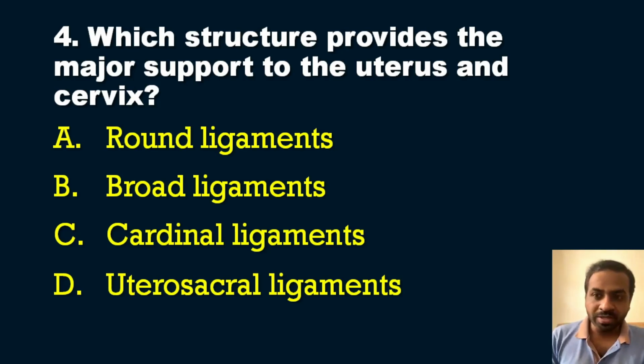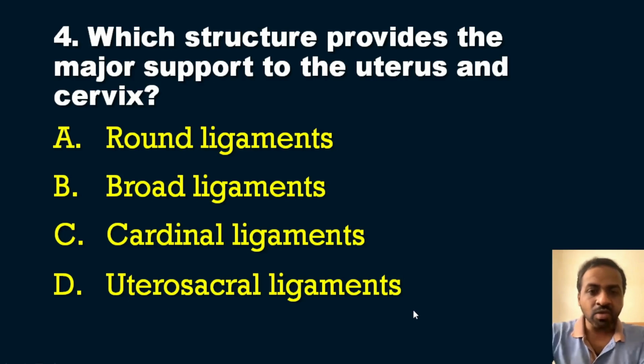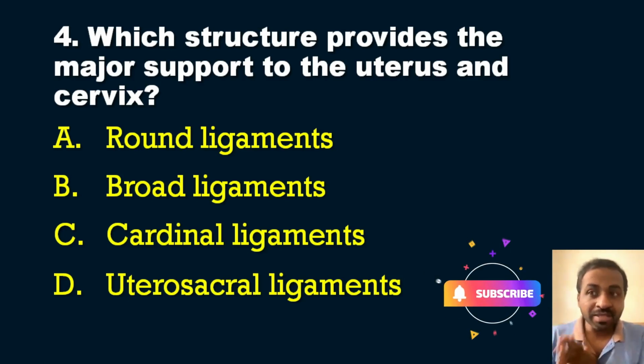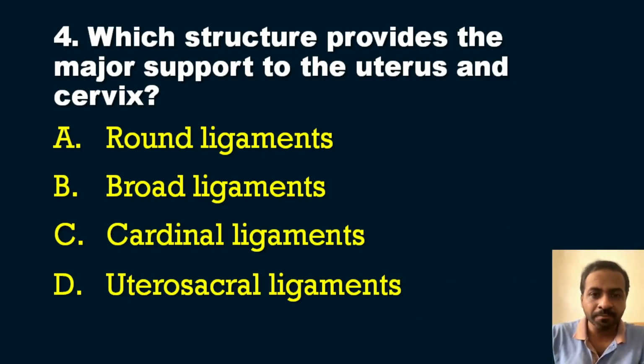So the options are option A, round ligaments, option B, broad ligaments, option C, cardinal ligaments, and option D, uterosacral ligaments. So what is the answer? Here the key point in this question is, the major support to the uterus is given by which ligament? That is the question. So the answer is option C, cardinal ligaments. Okay, option C, cardinal ligament.